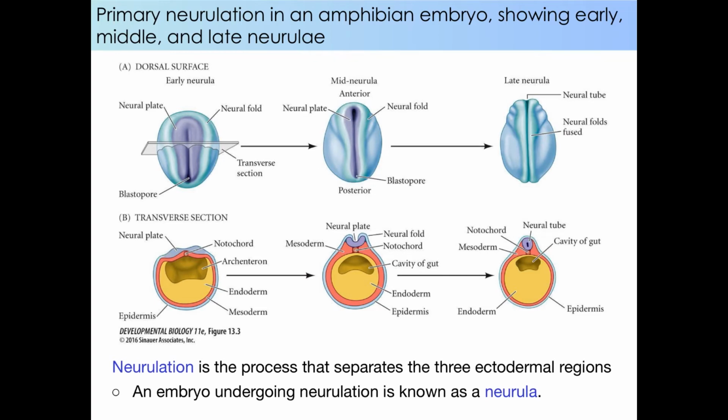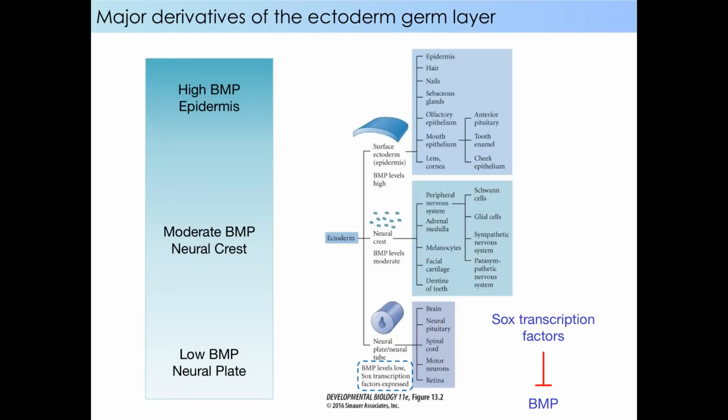But what is it that controls the specification of the ectoderm into these 3 different tissues? Well, we've actually already encountered the answer to that question, because in previous lectures, when we looked at early amphibian development and early mammalian development, we saw how BMPs have to be inhibited in order for neural tissues to form. So the specification of the ectoderm is regulated by the levels of BMP.